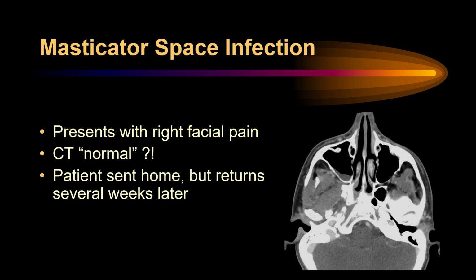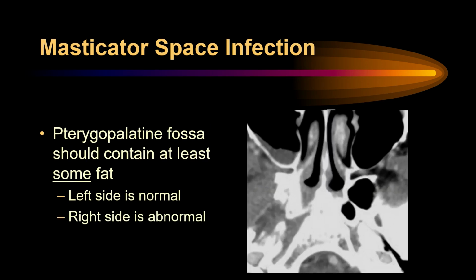Oh, it's going to be a learning experience, isn't it? Could we have done a better job? Did the radiologist kind of blow this one off? I'm going to share with you an anatomic pearl that's going to make you that much sharper in picking up these infections. And that is, you want to interrogate the pterygopalatine fossa. I've blown this up. The pterygopalatine fossa on the patient's left is normal. You see the fat in the fossa, and you see the fat sitting just behind the maxillary sinus.